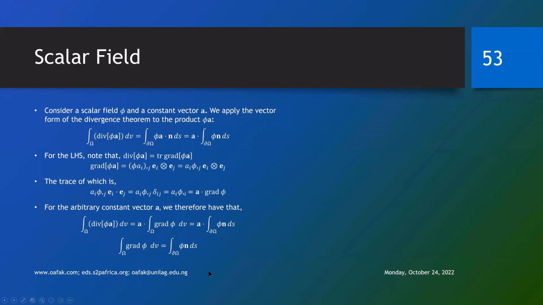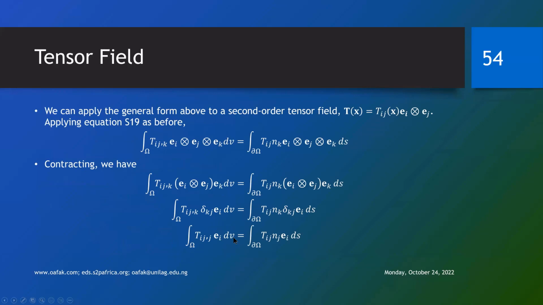The other result is for a tensor field of second order. I want to omit this because it's not of immediate value to us. Let us just leave that one.